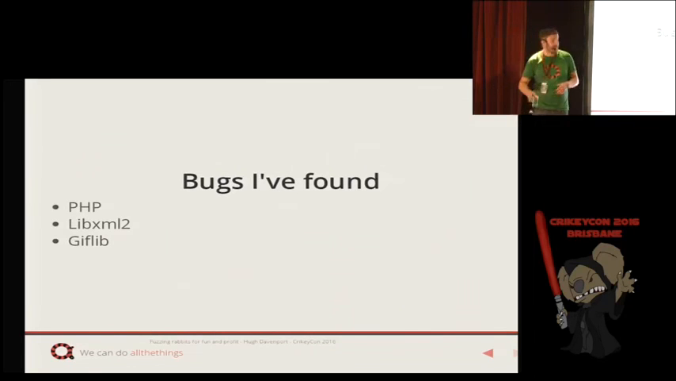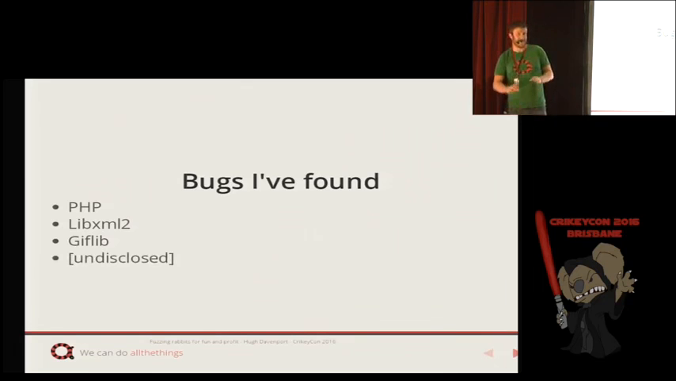So, bugs I've found. There have been bug bounties that pay money for finding bugs in a whole bunch of projects. These are three that I've found bugs in, so I thought I'd talk about them. There's PHP, the programming language; libxml, a low-level library to parse and do XML stuff; and giflib, a low-level library to do GIF rendering and other stuff with GIFs. I've also found some stuff that hasn't been released upstream yet, so I sadly can't talk about it.